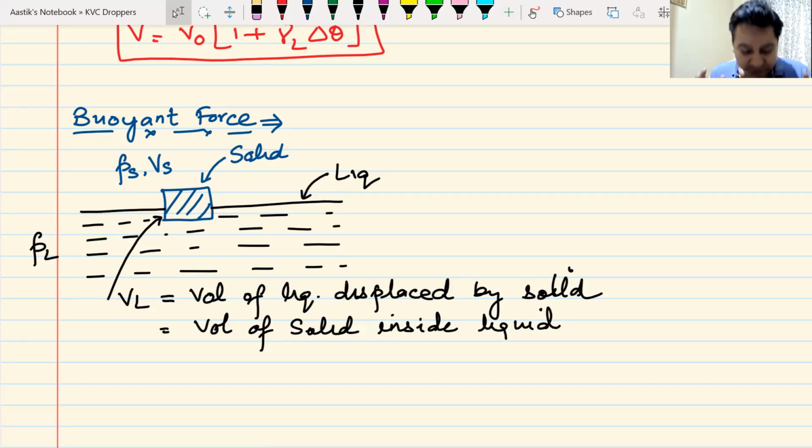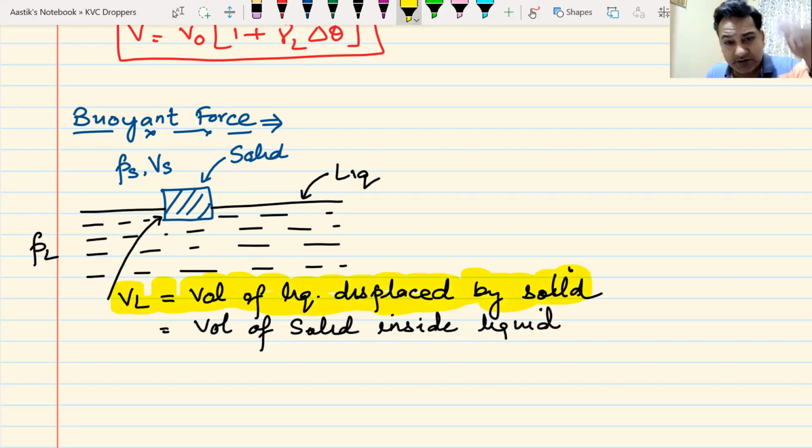To make volume for itself, an equal amount of volume of liquid will flow out. That is known as the volume of the liquid displaced by the solid. Do we understand it now? Yes, sir. This is the volume the solid has gone inside the liquid. That much volume of liquid has to get displaced. Do we understand this now? Yes, sir. Okay.